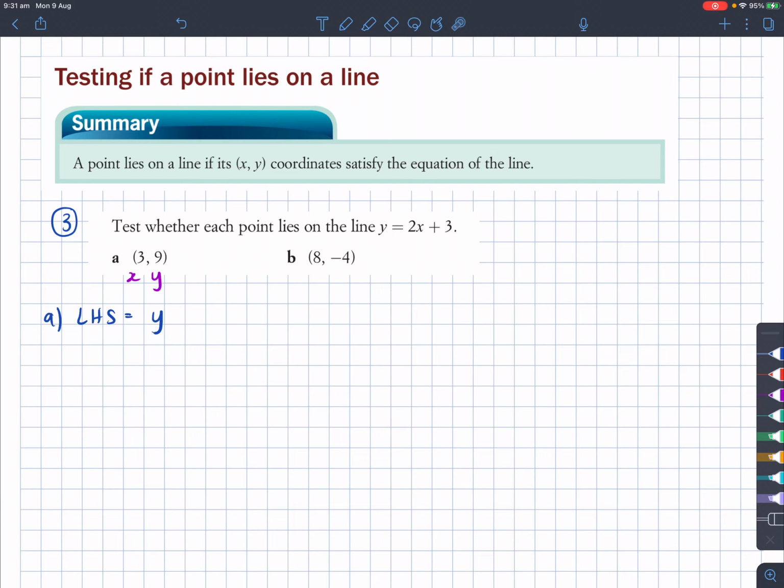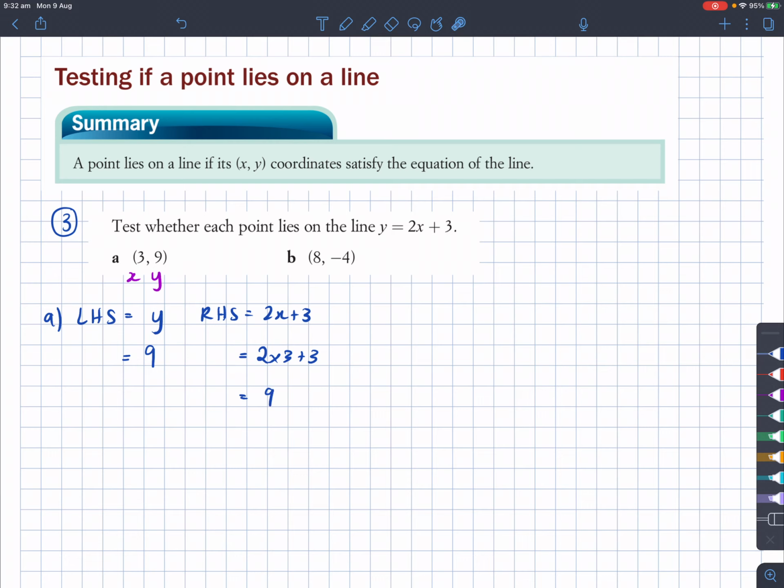Now, the number 9 is our y value, so we're just going to substitute that directly in. So that will be 9. Whereas the right-hand side says 2x plus 3. So we're going to substitute in x as 3. So we'll have 2 times 3 plus 3, which is going to be 9.